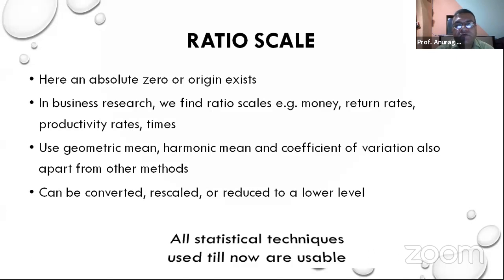So in business research, we find ratio scales, for example, money, return rates, productivity rates, and times. We use geometric mean, harmonic mean, coefficient of variation, and other methods here. It can be converted, rescaled, or reduced to a lower level. And all the statistical techniques that you find in books are usable here. So if you are doing research and your data is a ratio scale, I've already defined ratio scale, then you can use the statistical techniques that are mentioned in the books. If it is nominal and ordinal, beware of using it. You try to find an appropriate method. Some of those methods I will discuss today.